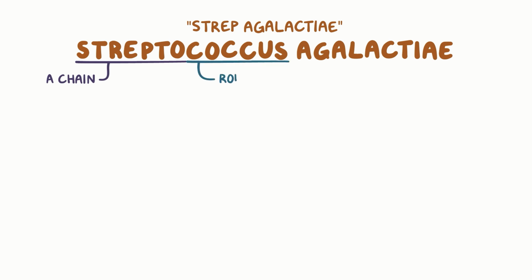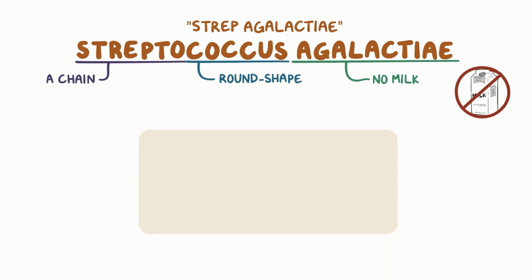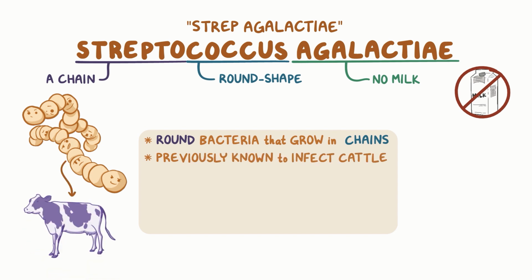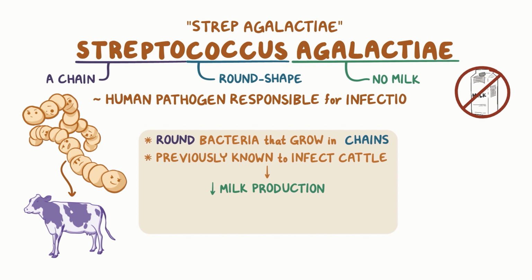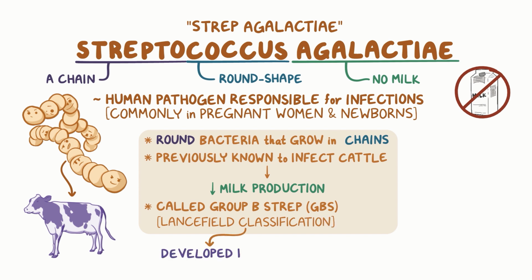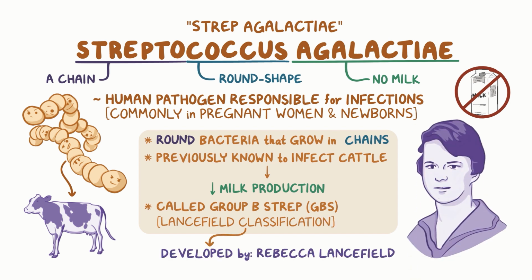With Streptococcus agalactiae, sometimes called Strep agalactiae, strepto means a chain, coccus means round shape, and agalactiae literally means no milk. So Strep agalactiae refers to the round bacteria that grow in chains and that was previously known to infect cattle, resulting in reduced milk production. Later on, Strep agalactiae was found to also be a human potential pathogen, responsible for a number of infections that most commonly affect pregnant women and newborns. Strep agalactiae are also called Group B strep, or GBS, in Lancefield classification, developed by the American microbiologist Rebecca Lancefield.